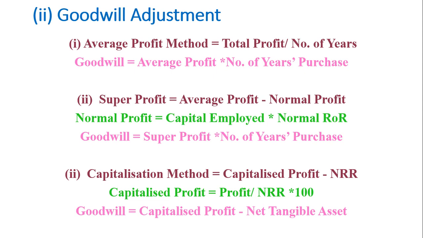The next one is the capitalization method, where the capitalized profit is deducted from the normal rate of return. Capitalized profit is equal to profit divided by normal rate of return into 100. That is, we are capitalizing profit. We are bringing the profit to the full extent so we can identify the capital. So here, goodwill is equal to capitalized profit minus total net tangible asset.